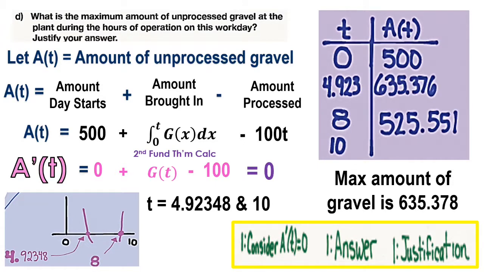Setting A prime of t equal to 0 gave 1 point. The answer 635.376 gave you a point. The justification is all of this work, specifically substituting in 0, 4.923, and 8 into our primary function so that we could decide which one was the biggest. And also figuring out that my options for substitution were 0, 4.923, and 8.